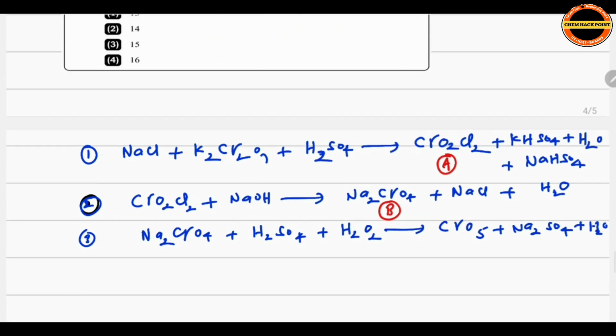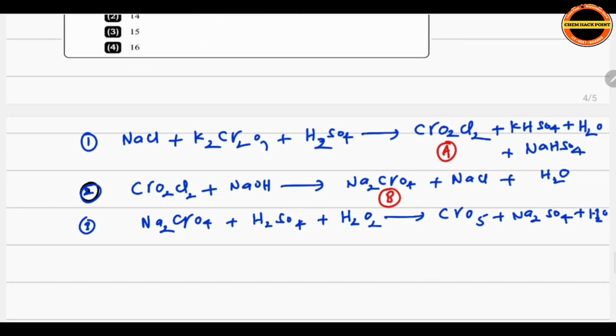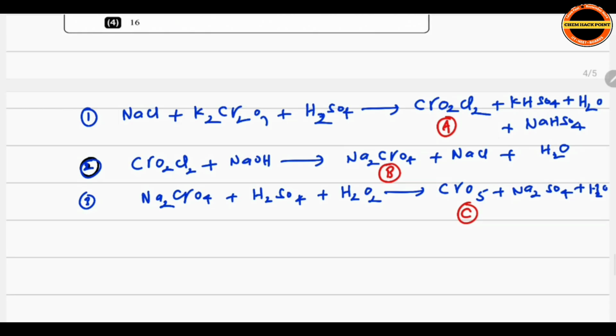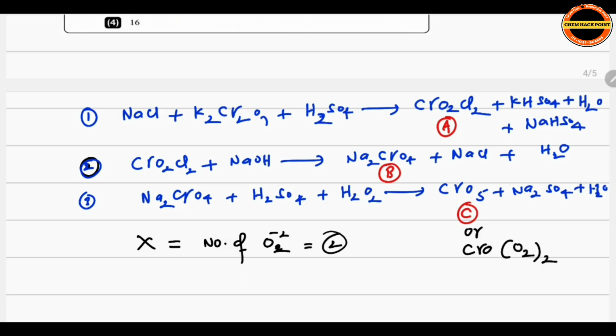So these reactions we completed. Right, now what is C here? C is CrO5. See, how can you write CrO5? You can also write it as CrO and then O2 2−. They are asking about peroxide ions, we need to find the peroxide ions. So X is equal to the number of O2 2− units, which is 2, because 2 peroxide ions are there; above we also observed the butterfly structure. Y is equal to the total number of oxygen atoms.